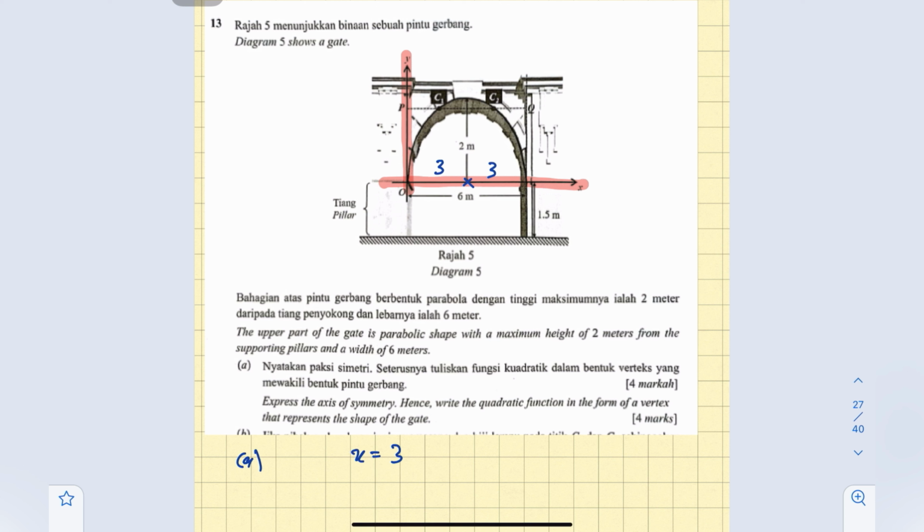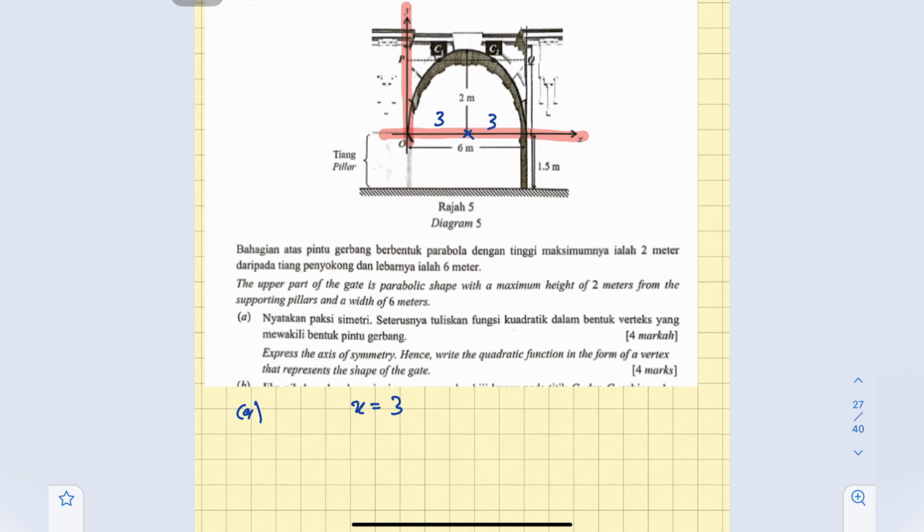So then to express the vertex form, we know the general vertex form is f(x) equals a(x minus p) squared plus q. We don't know a, but we know that the axis of symmetry is 3, so (x minus 3) squared. And the maximum height is 2 meters, so this is 2. Then we have a point that passes through the curve, which is 0, 0 or 6, 0.